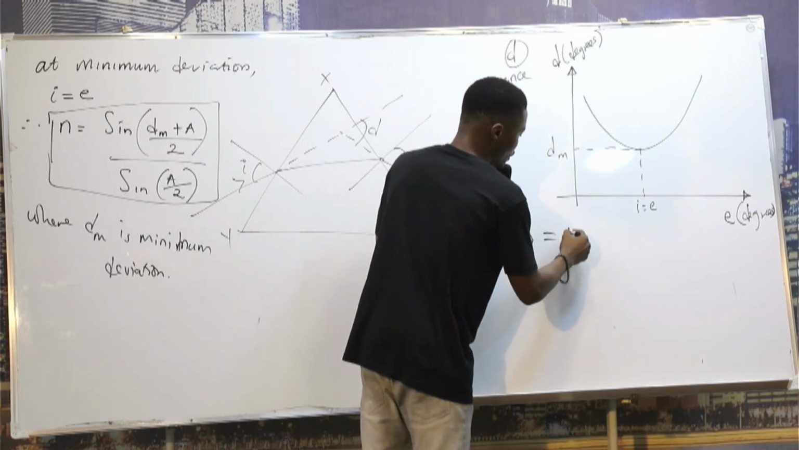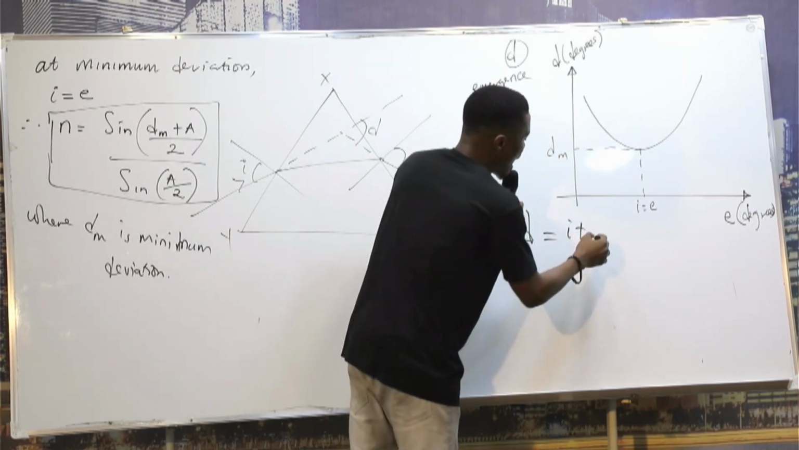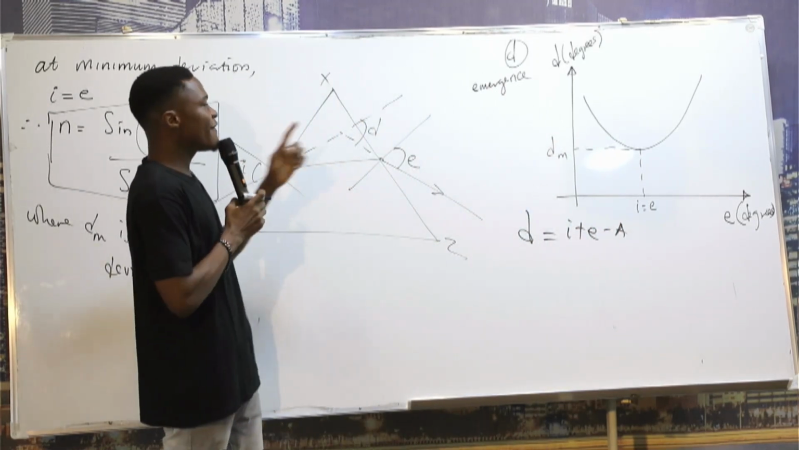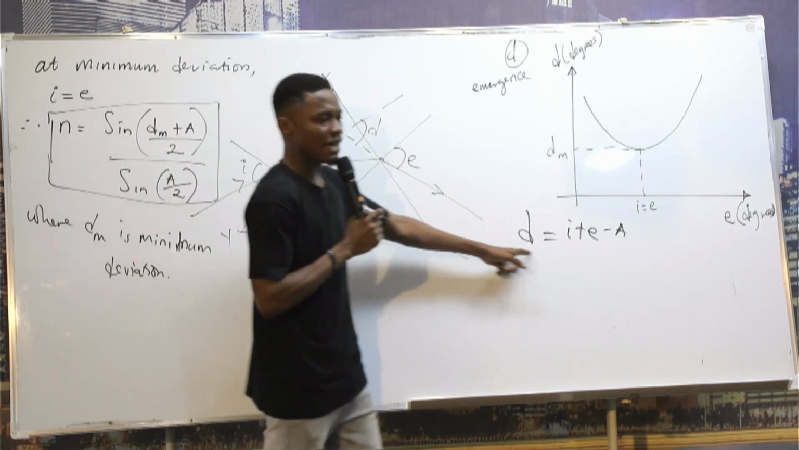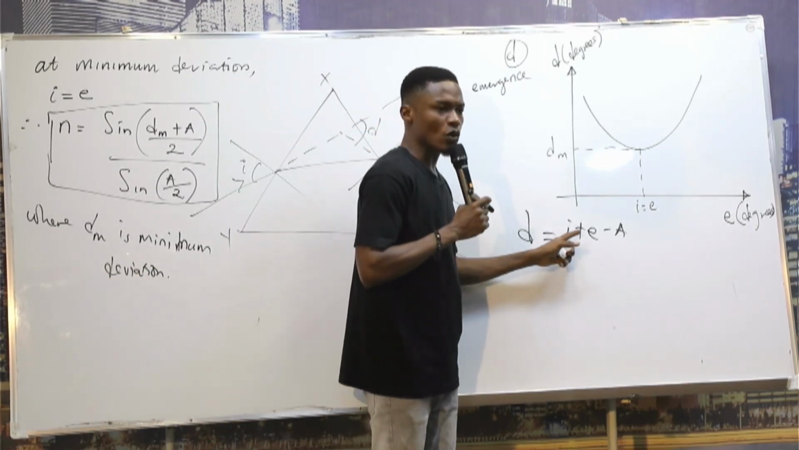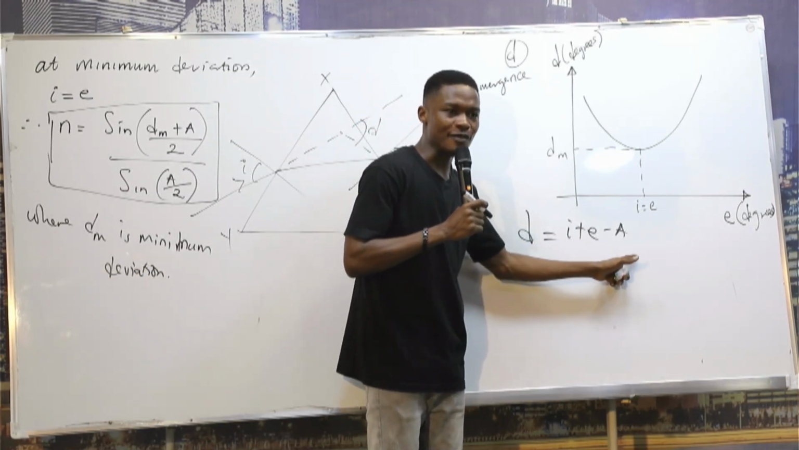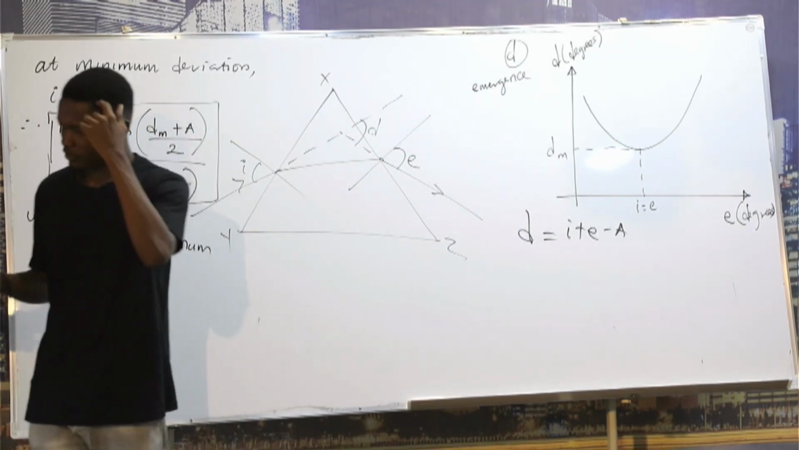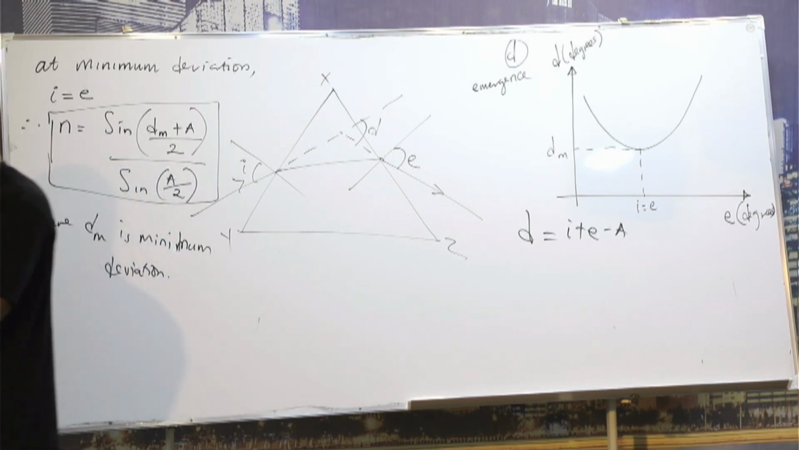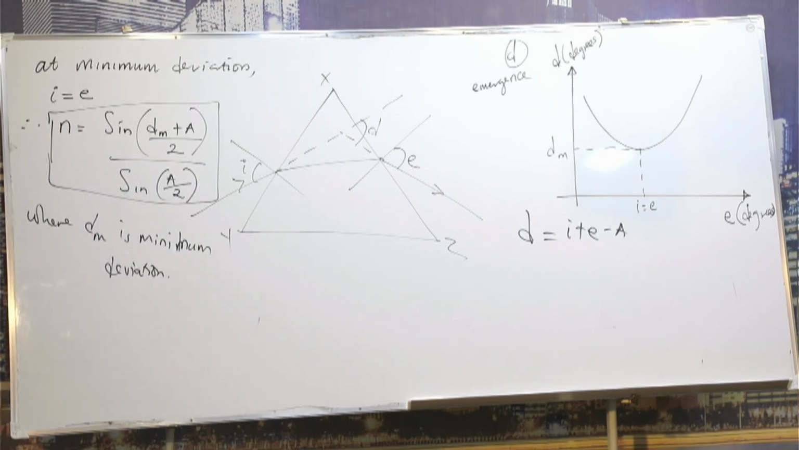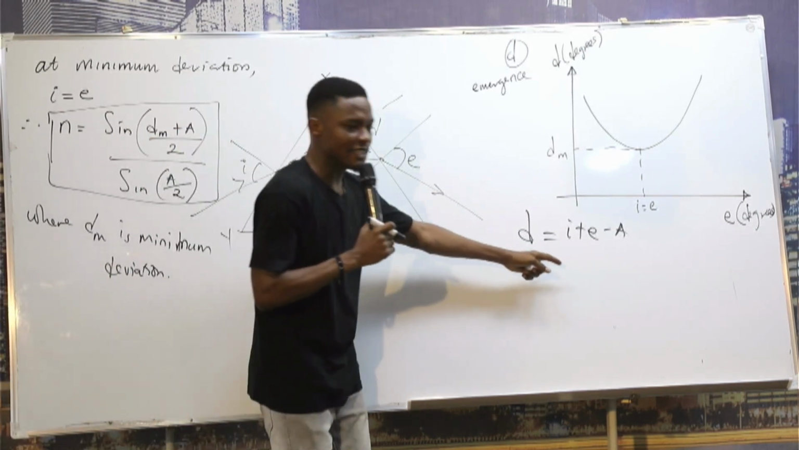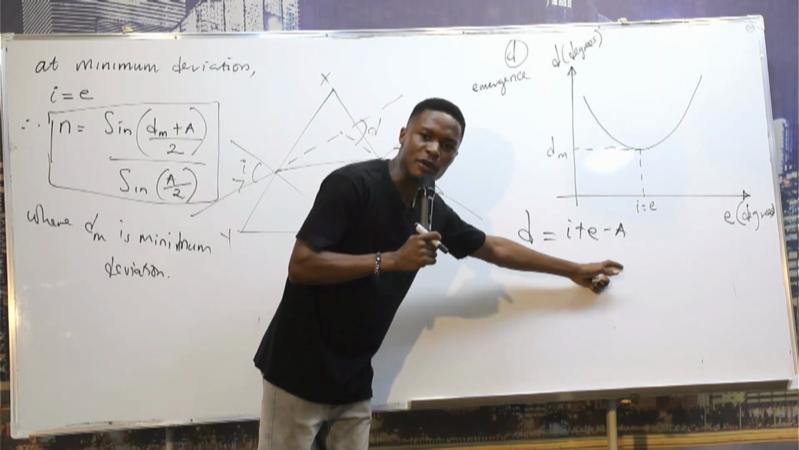Now, we said that the angle of deviation is related to the incidence by the formula D is equal to I plus what? I plus E minus what? A. So if we wanted to find deviation D, look at the formula. That deviation is equal to I plus E minus A. So if we wanted to find a deviation, deviation is given by this formula.